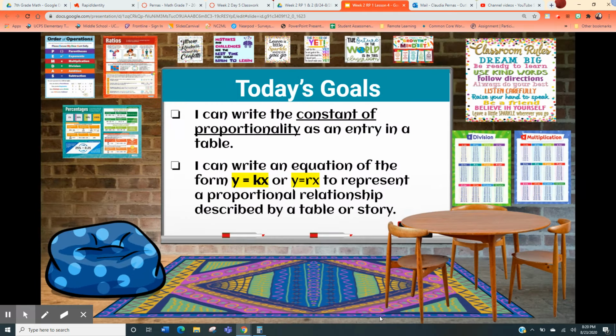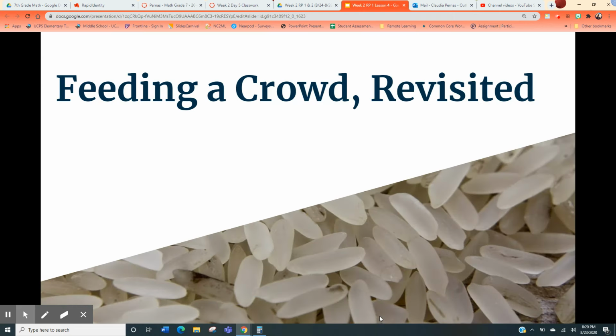We're going to write the constant of proportionality as an entry in a table. Remember, constant of proportionality and unit rate can be used interchangeably. So by the end, you'll be able to write an equation in the form of y equals kx or y equals rx to represent a proportional relationship described by a table or story.